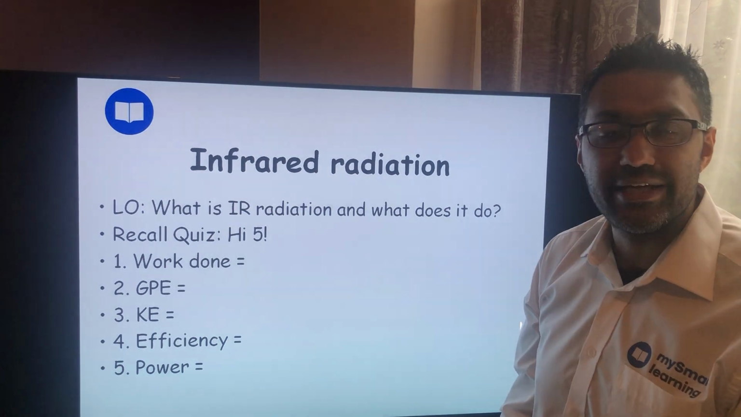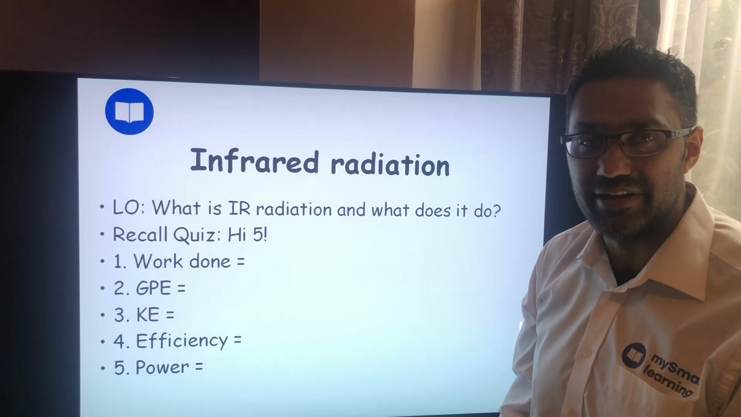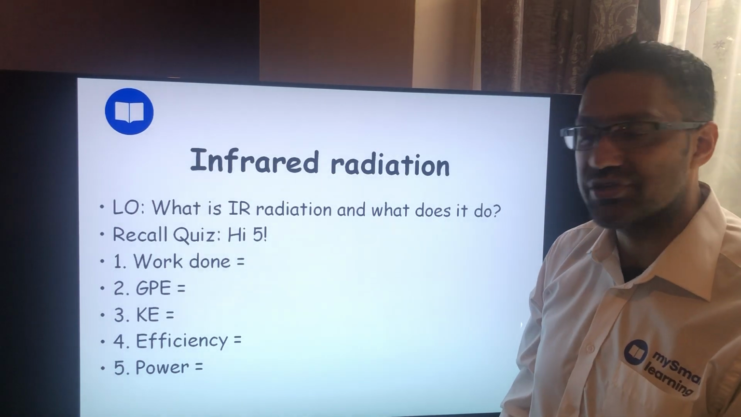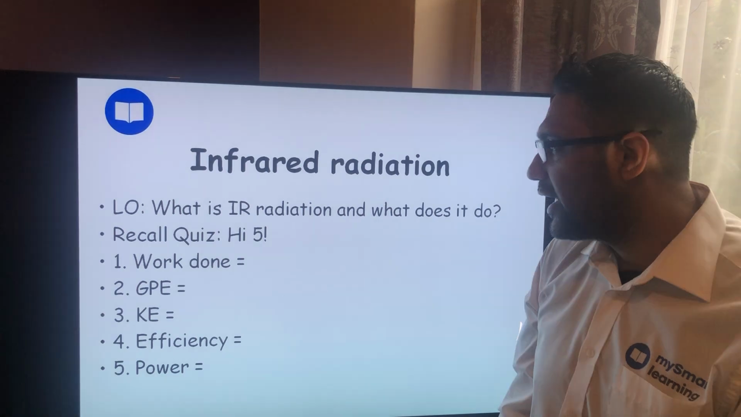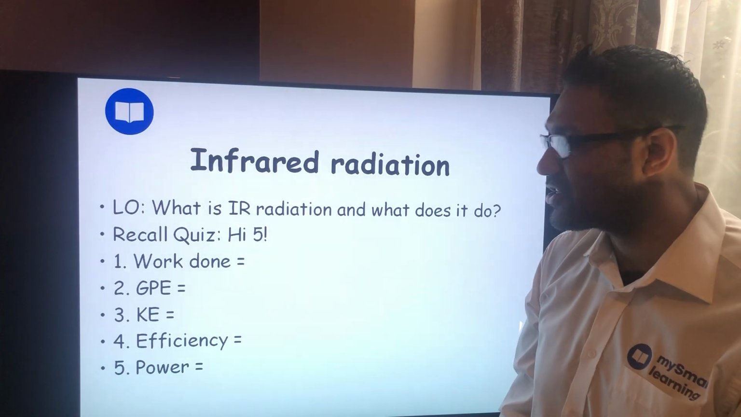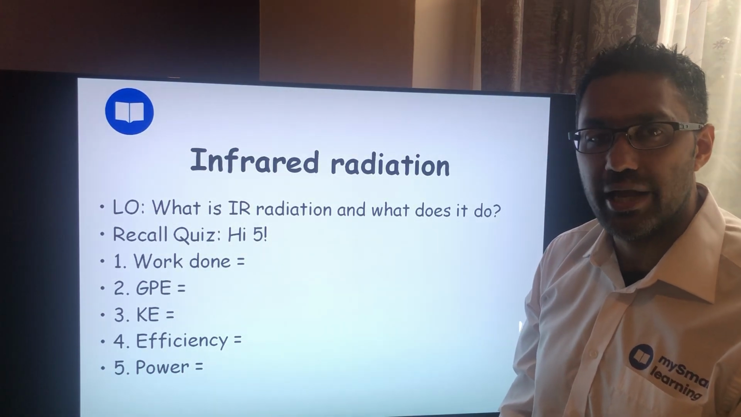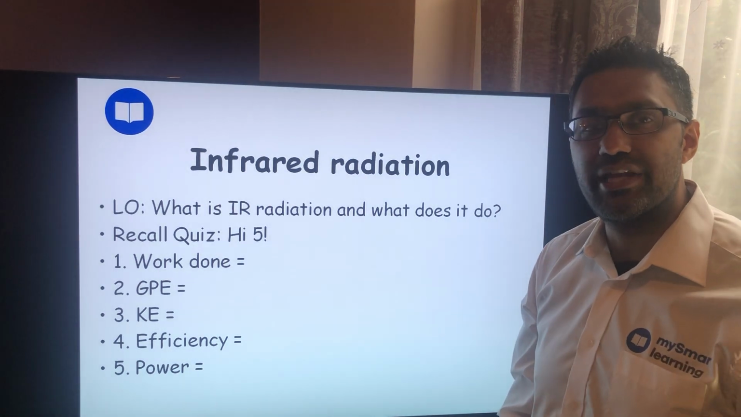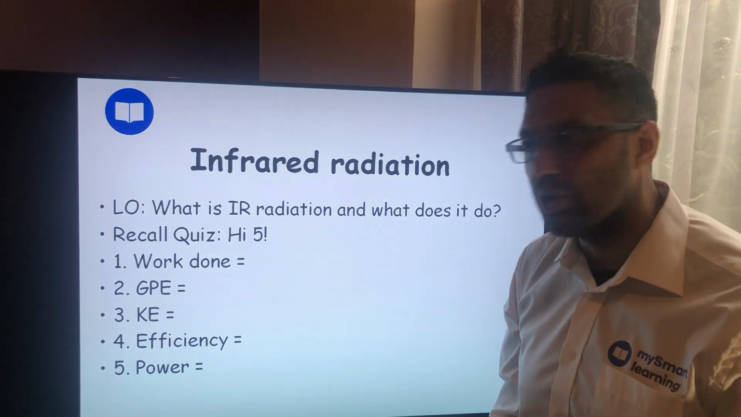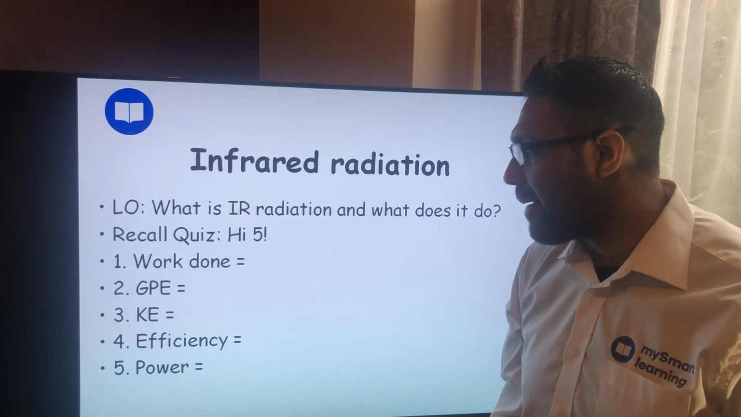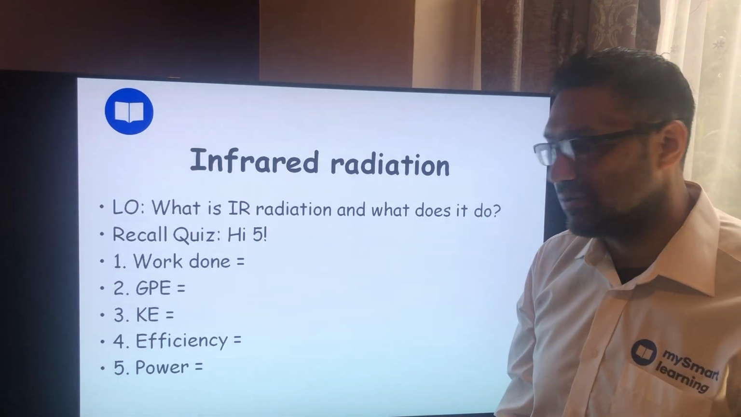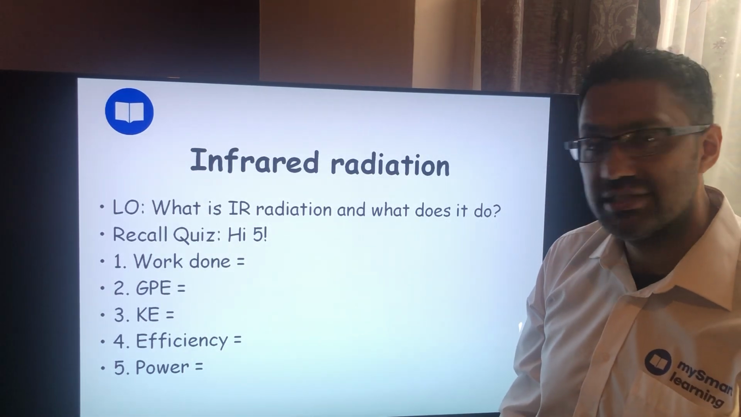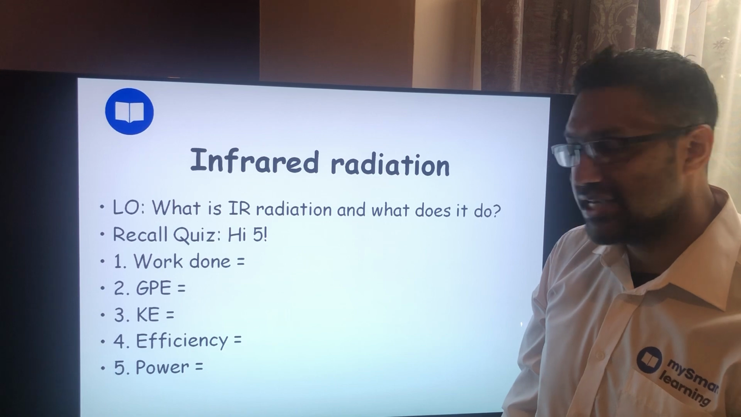Right, remember work done is force times distance, which is Fs. GPE equals mgh, mass times gravitational field strength times the height. KE, kinetic energy, is half mv squared, which is half mass times velocity squared. Efficiency is the useful energy divided by the total energy input, times 100%. And power equals energy divided by time. And if you rearrange that, energy is power times time. P equals E over T.